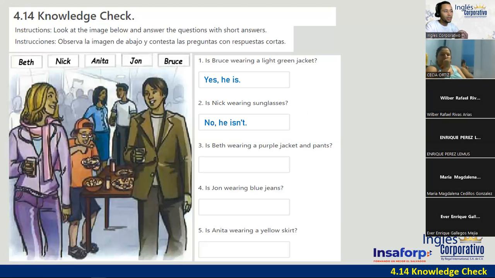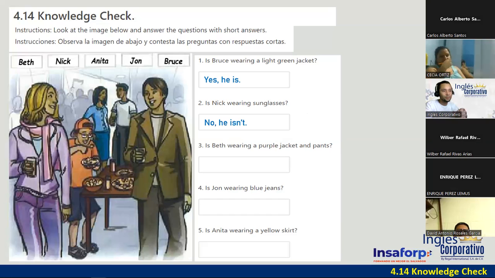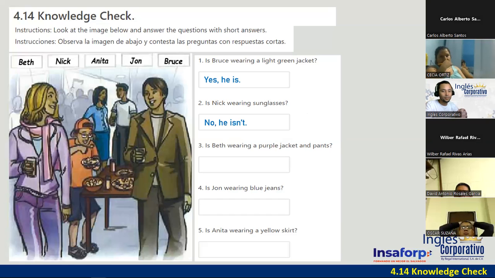Okay, number three. Is Beth wearing a purple jacket and pants? Carlos Alberto. Yes, she is. Okay, good. Thank you very much. Cecia, what about number four? Is John wearing blue jeans?